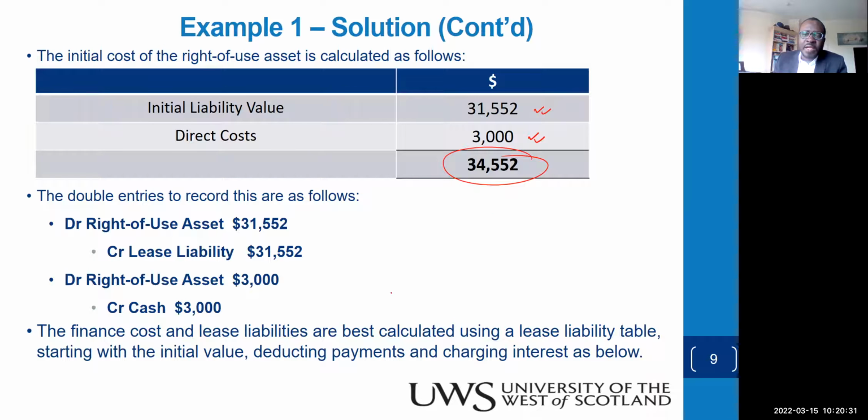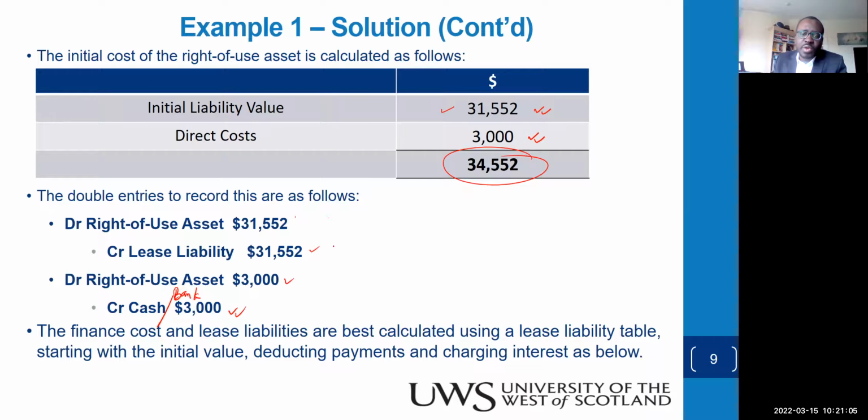The double entries usually will be the right of use, okay, 31, the initial liability should match with the liability once again. Okay, but then we have to debit the extra 3,000. Remember, this was already paid through cash or bank. Okay, so no need for us to have a credit entry in the lease liability. It has been paid. Unless it's accrued somehow, then we can capture it somewhere as part of the lease liability. So the total right of use asset is this.